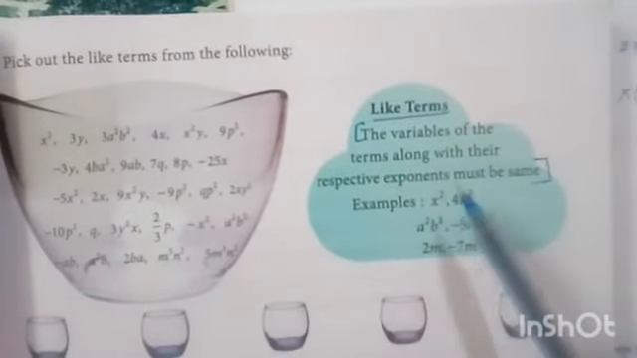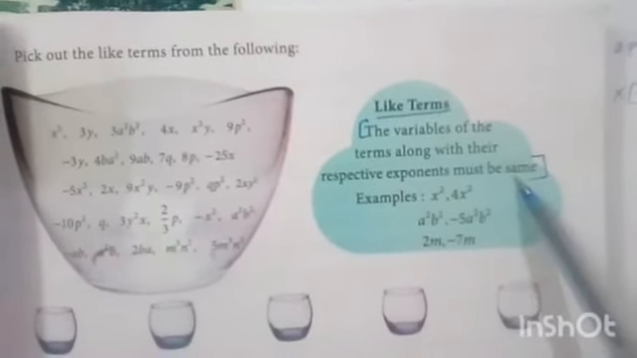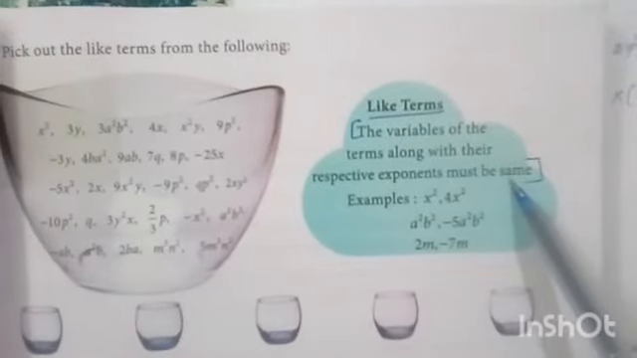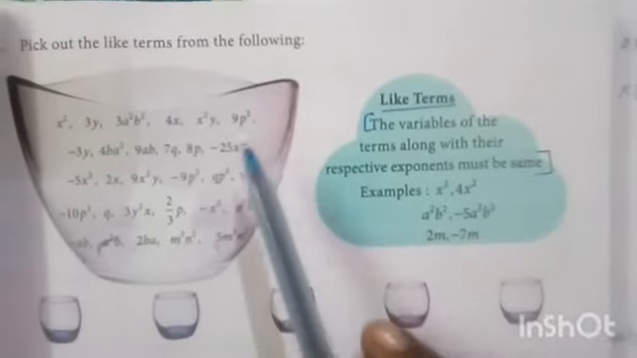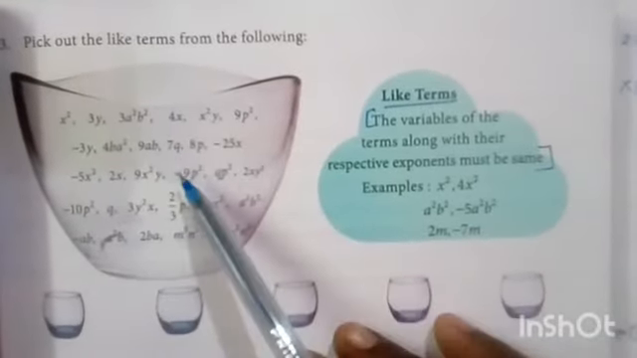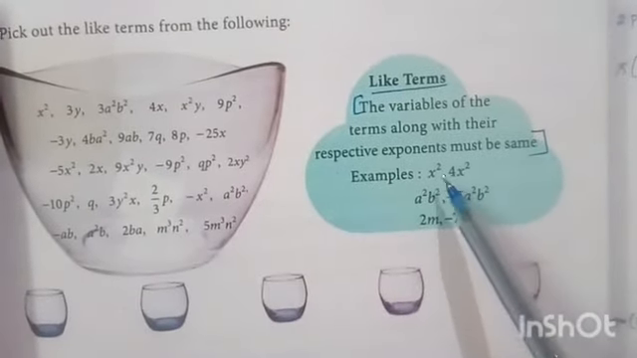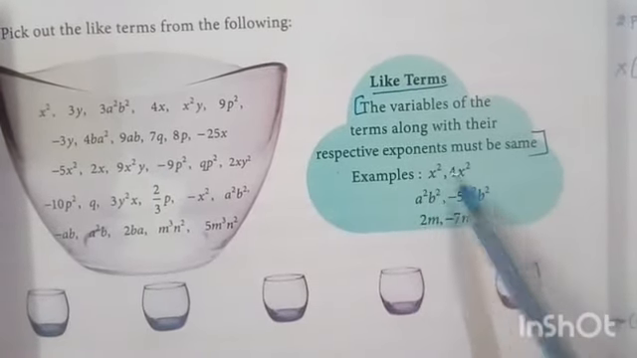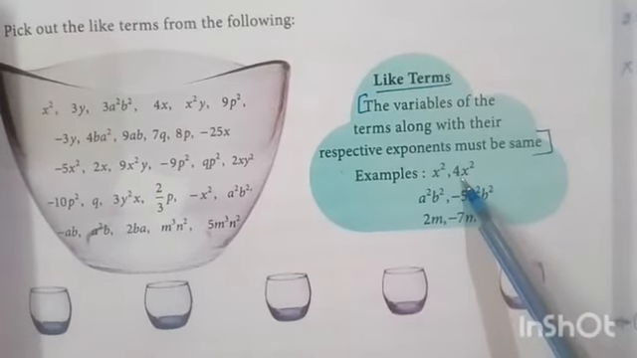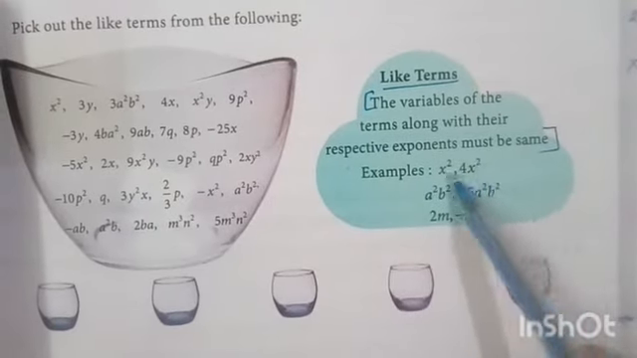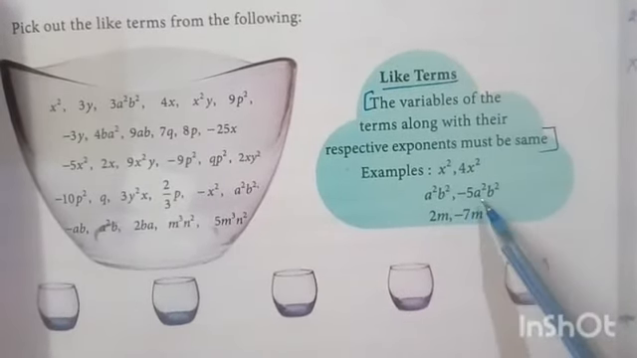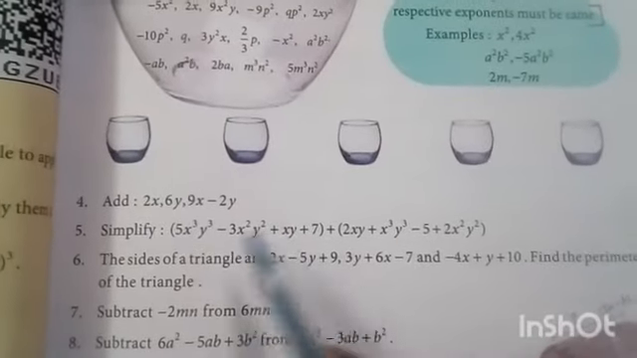Like terms means, you know, the variables of the terms along with their respective exponents must be the same. The variable and their exponent. Exponent means, you know, the power. If the variables and powers are the same, we consider them like terms. Here more terms are given, we have to collect the like terms. For example, x square, 4x square. For this you need not consider the coefficients, we have to consider only variable and power. So these two x square terms are like terms. a square b square, a square b square. So these.